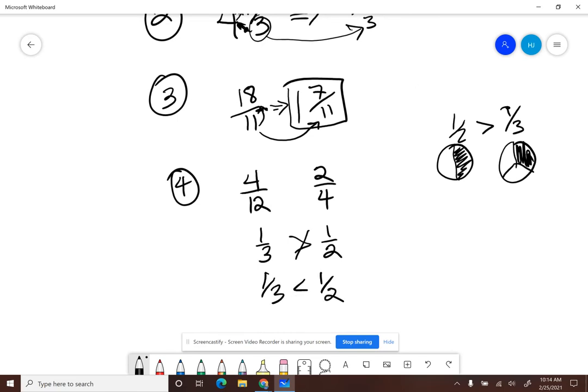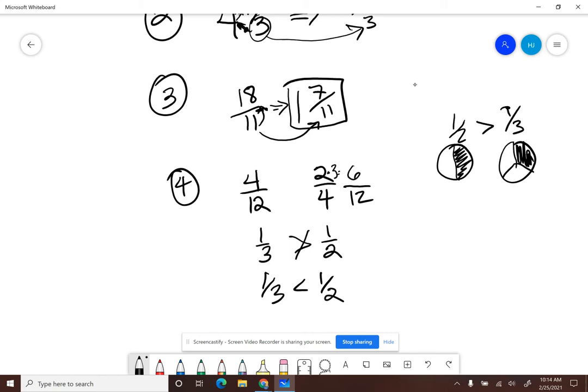Now, there's another way we could do this. You could also get this fraction here to where it had the same denominator that this one did. So in other words, if I could somehow get this to have a denominator of 12, then I could compare those pretty easily. Well, let's look at this. 4 times what gives me 12? Well, 4 times 3 gives me 12. So I'm going to multiply this 2 times 3, which makes 6/12. 6/12 is the same thing as 2/4, which is the same thing as 1/2, okay?